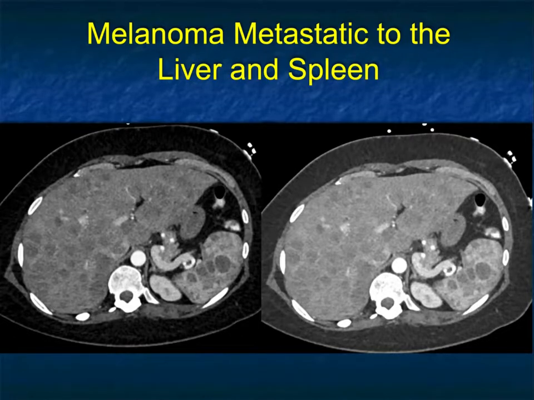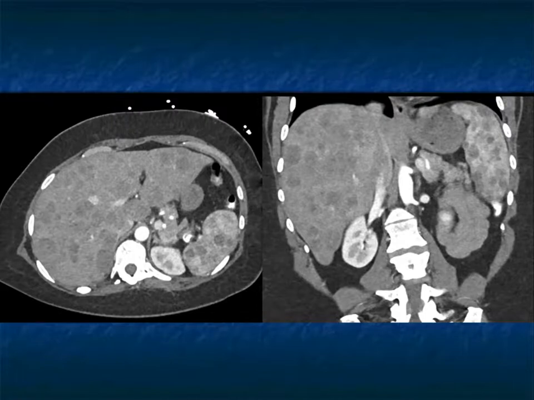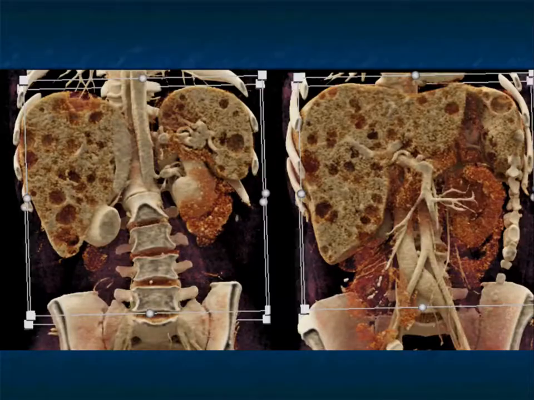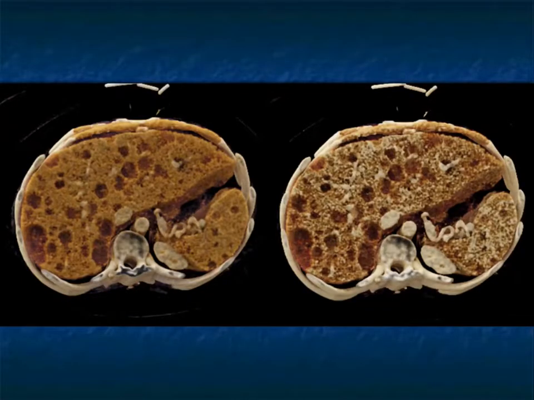Melanoma is often multifocal. Here's a nice example of melanoma with extensive splenic and hepatic involvement. Very nicely shown. You can see it with cinematic rendering. Looks almost like a Swiss cheese configuration. Here it is again.